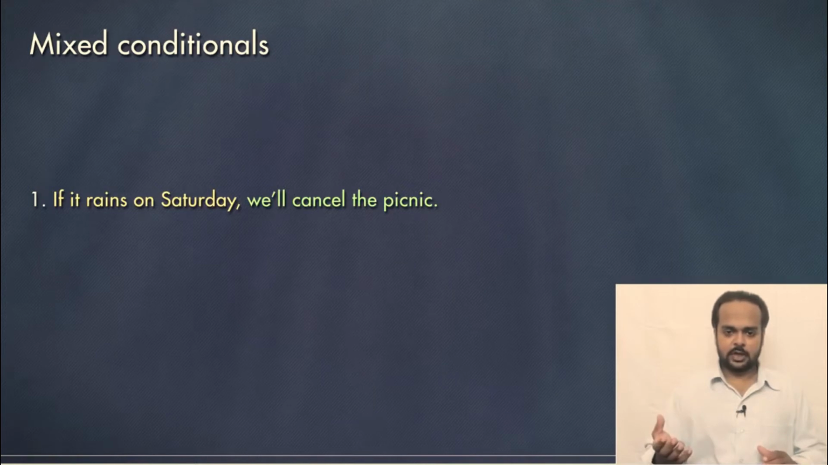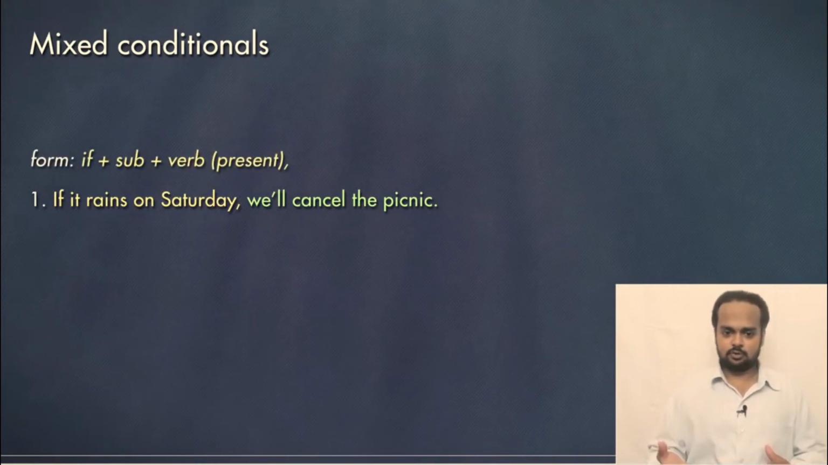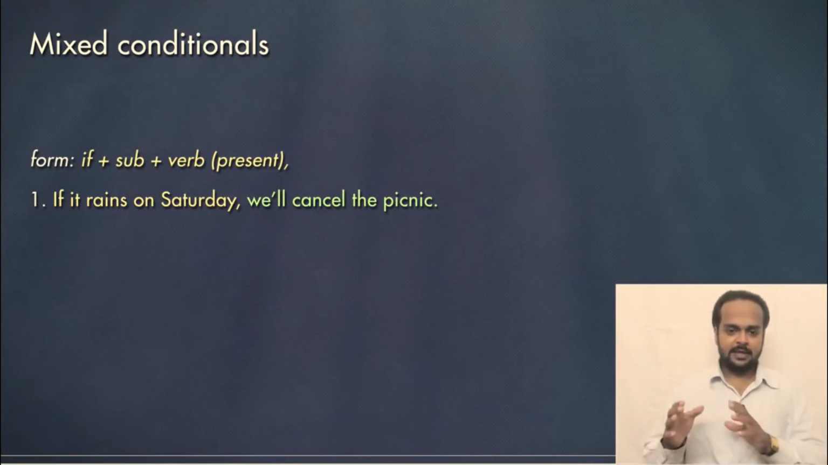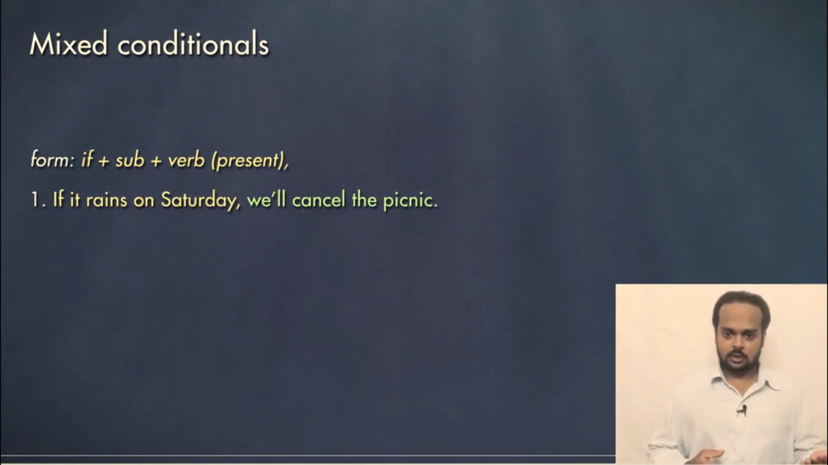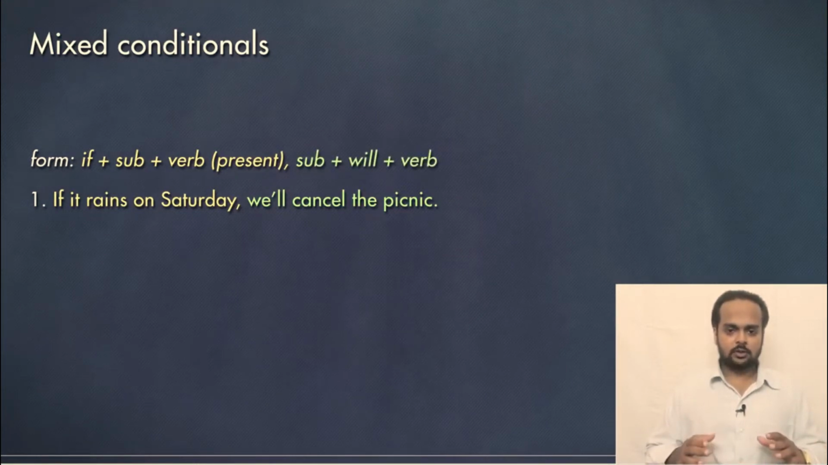On the condition side, we call it a condition clause. You have if plus the subject plus the verb in the present simple tense. So you have if and it rains, which is present simple. On the result side, in the result clause, you have subject plus will. So we'll cancel or we will cancel the picnic.